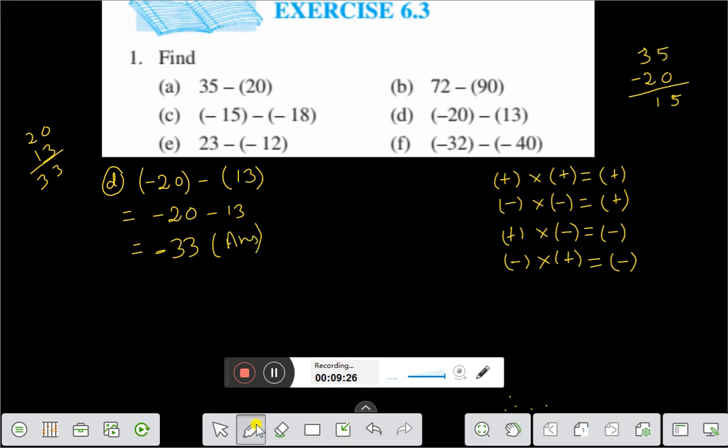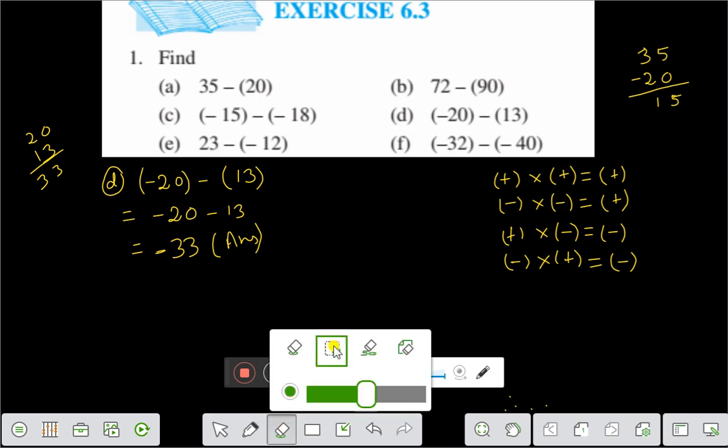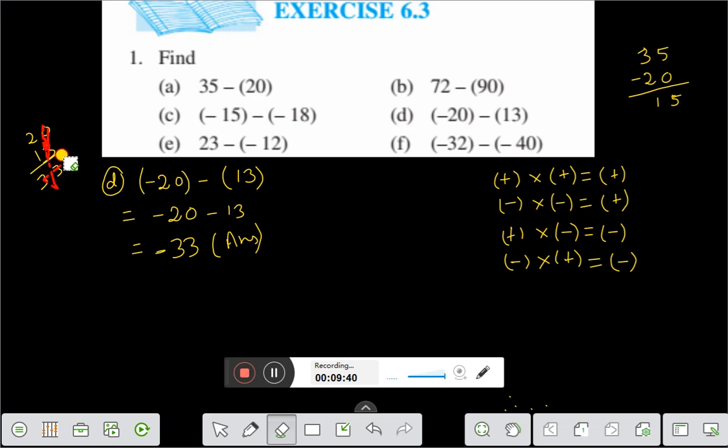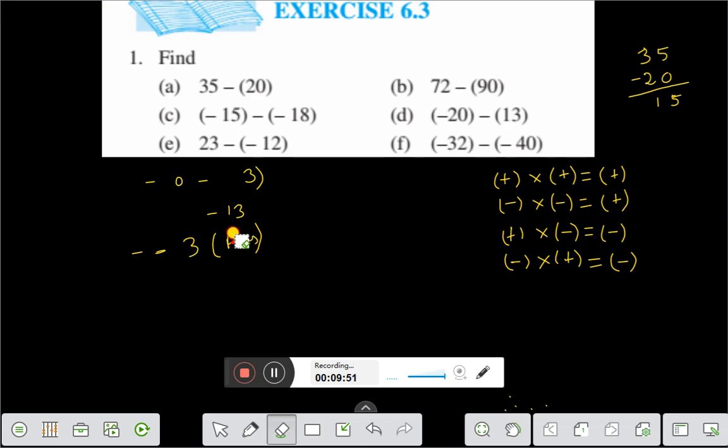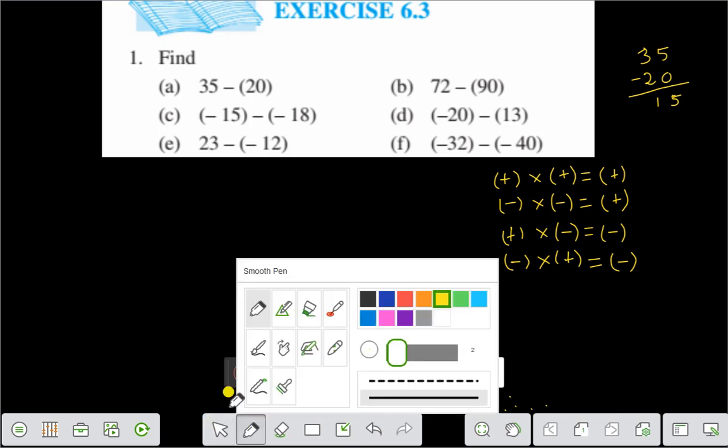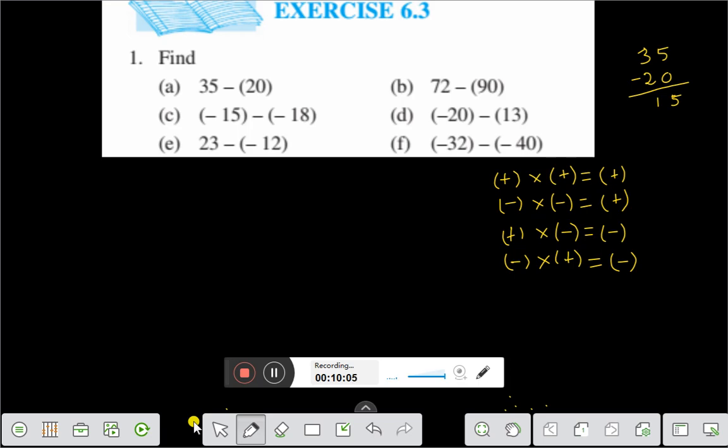Now we will solve question number E. Question number D is completed. Now question number E, we will find question number E. What is question number E? Now question number E is 23.